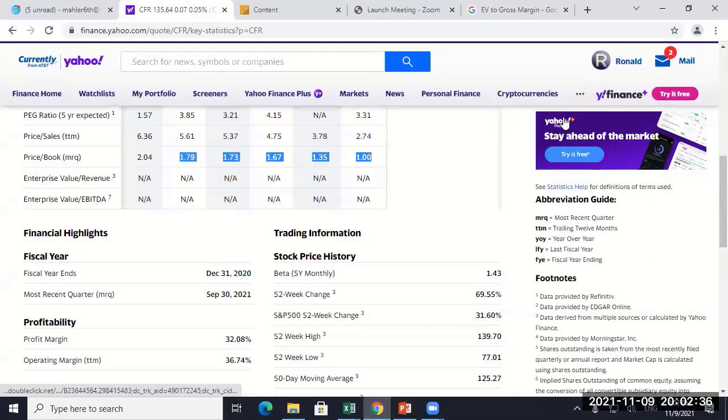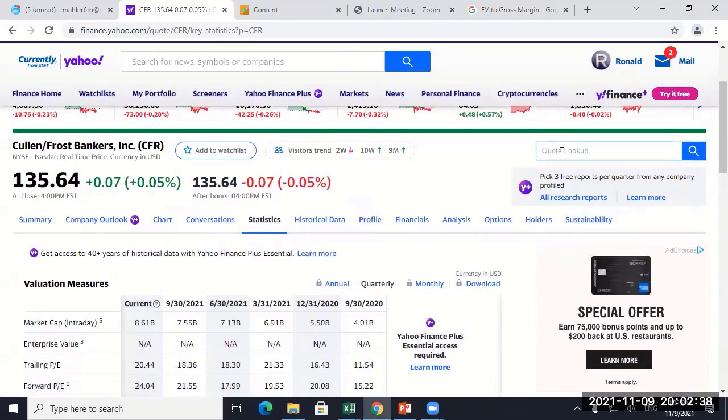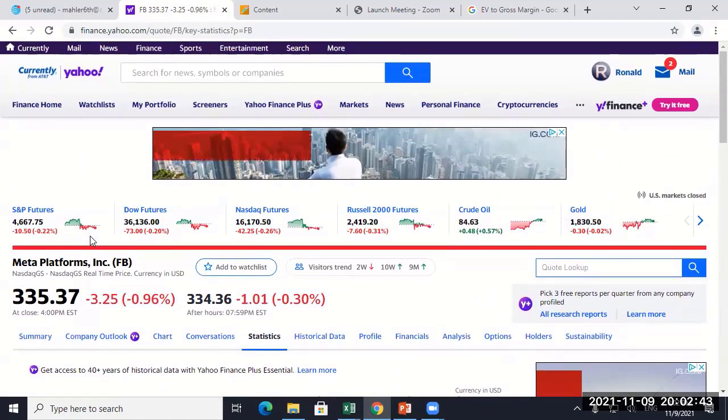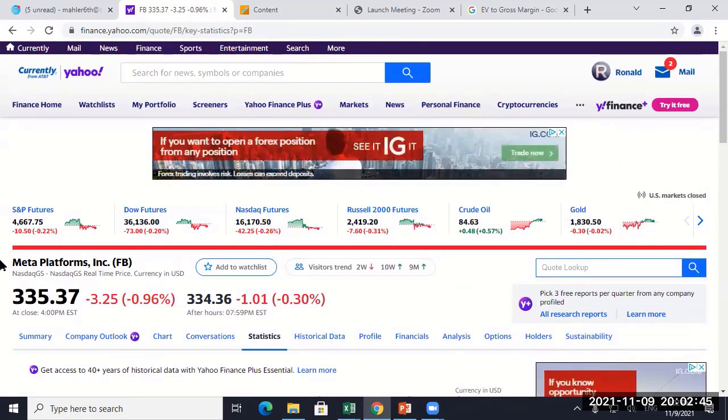Who knows? What's Facebook trading for right now? So what would we use for Facebook? What's the best ratio for Facebook?